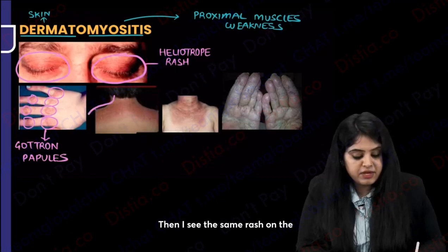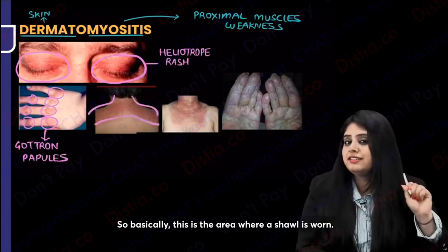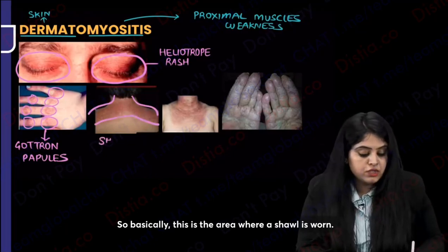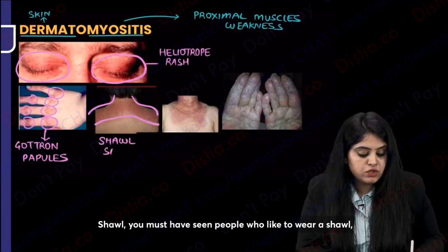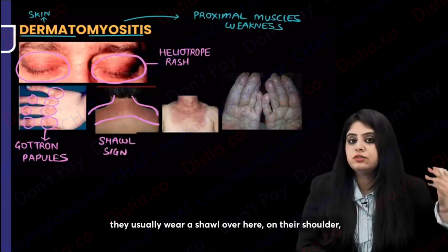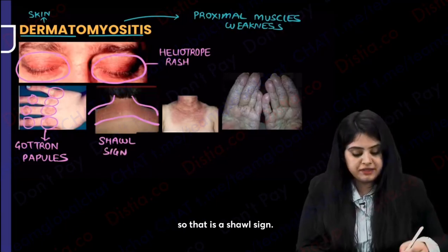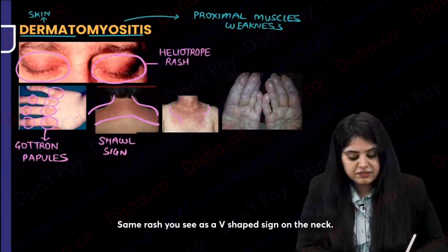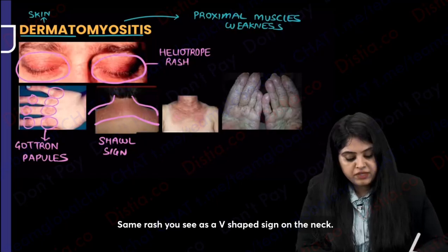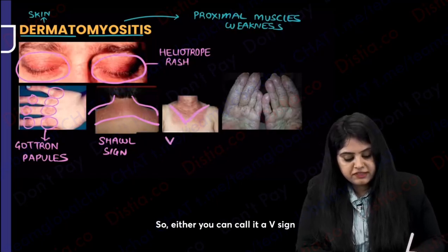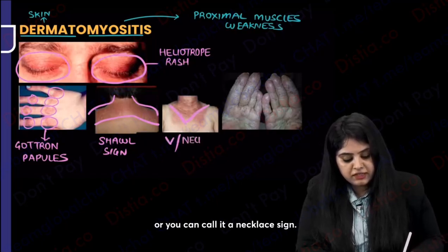Then I see the same rash on the skin of the neck and the back. Basically this is the area where a shawl is worn. You must have seen people who like to wear a shawl over their shoulders, so that is the shawl sign. The same rash you see as a V-shaped sign on the neck. You can call it a V sign or a necklace sign.